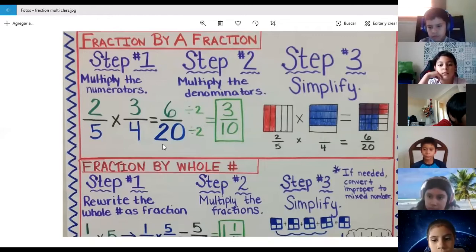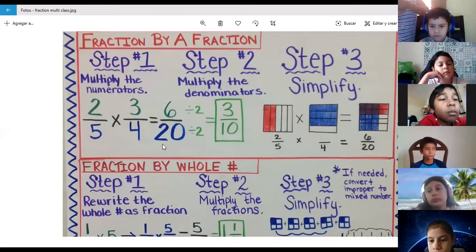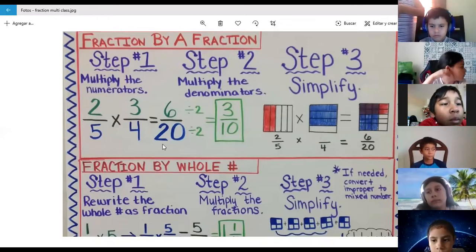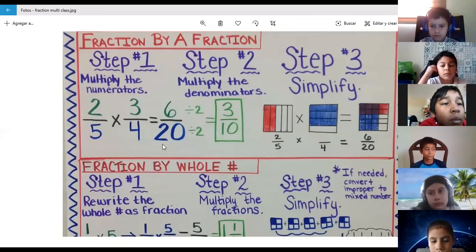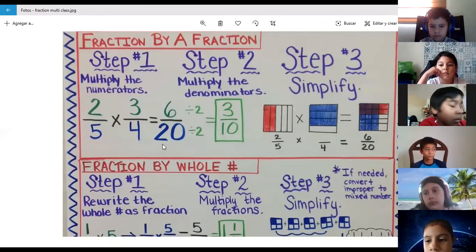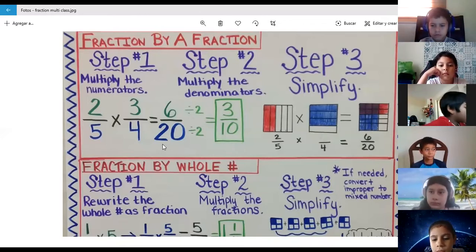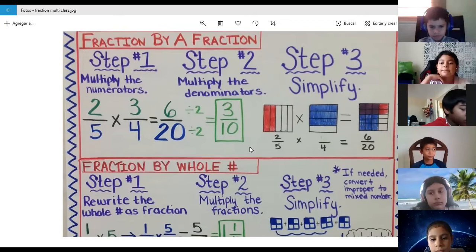Después de simplificar, si todavía puedo seguir simplificando porque todavía ambos números están en la misma tabla, then I continue simplifying hasta que ya no se puedan dividir ellos dos entre ningún número. In this case, we finish until there. Allí queda la respuesta de 3 over 10. Do you have any question? Is that clear?